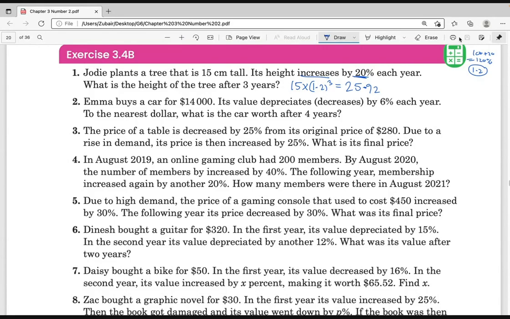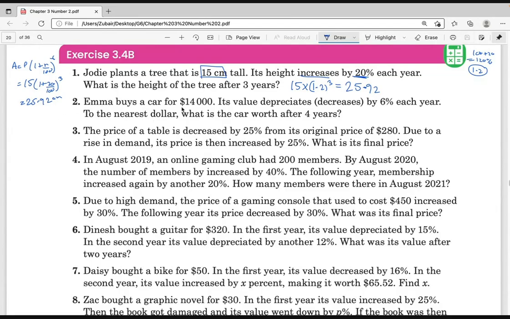Question number 1 again. If I have to put this in the same formula, this was principal amount times 1 plus R over 100 raised to power T. I can say principal or base height, 15, 1 plus rate is 20 over 100, and time given is 3. You will still get the same answer, 25.92 centimeters.